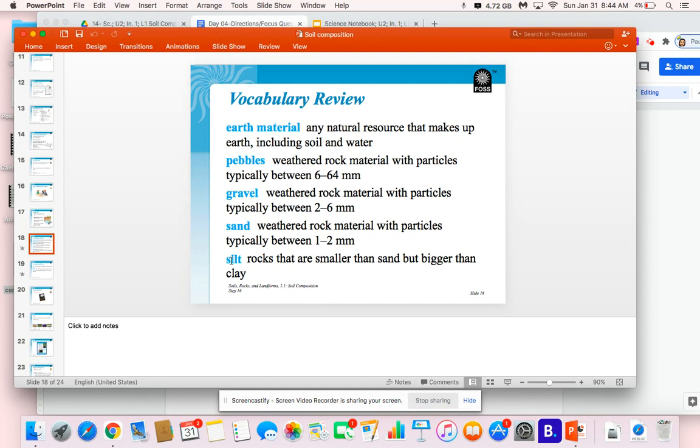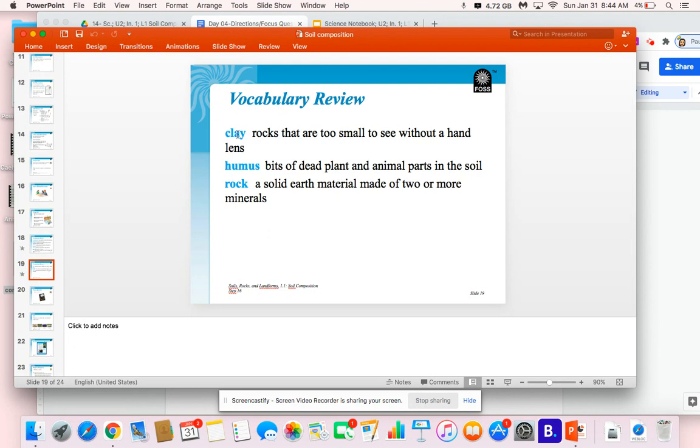Okay, so it's so important to know that soil is made up of different kinds of earth materials and rocks and humus. Okay, again, some more words. Clay, rocks that are too small to see without a hand lens. So a hand lens is something like a microscope. Okay, so you cannot see the rocks that is in clay, but there is rocks in clay, in case you didn't know.